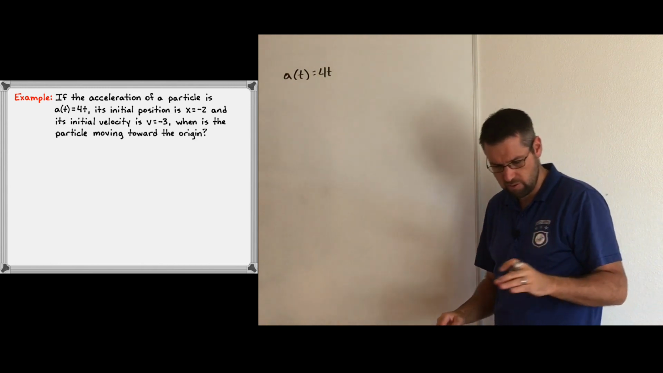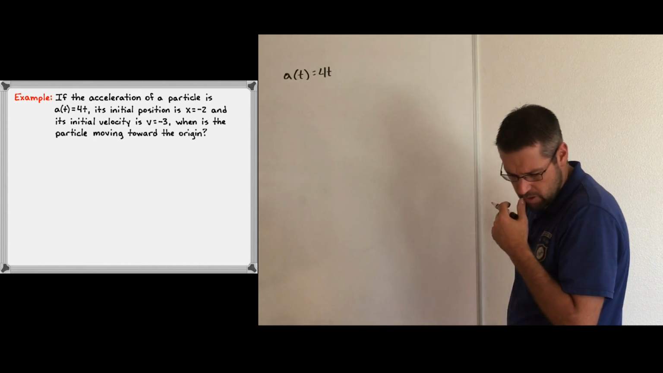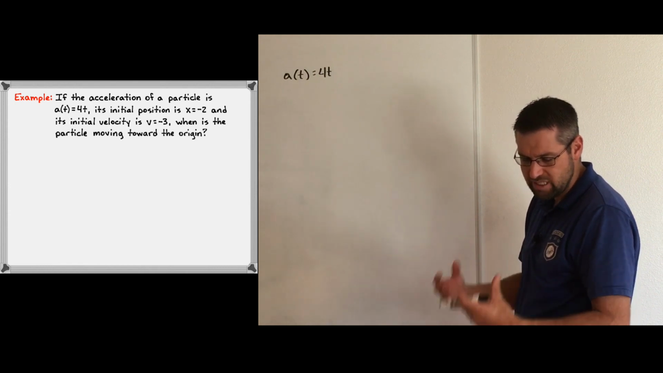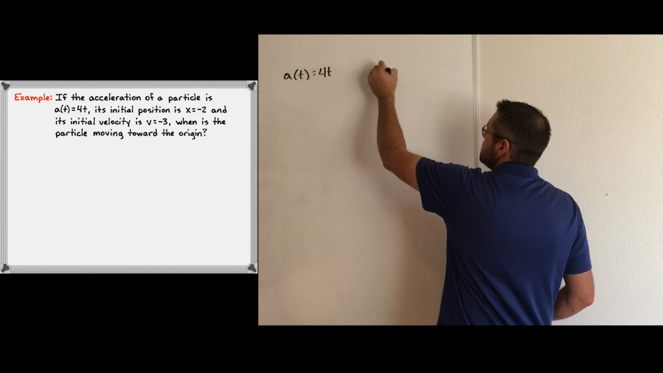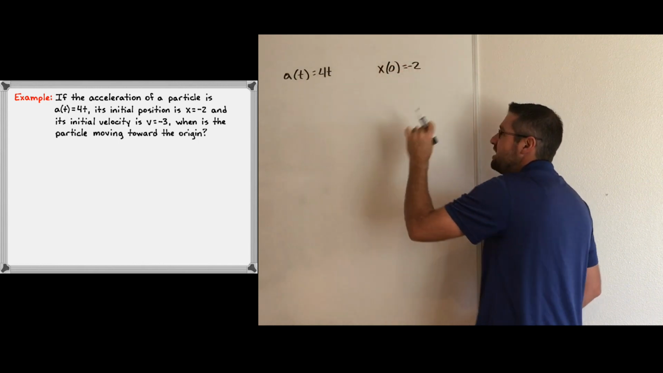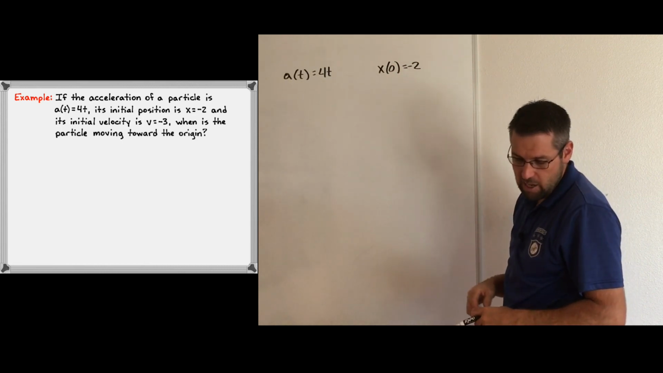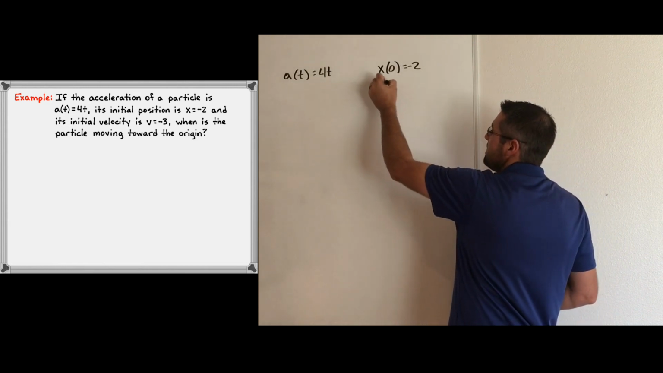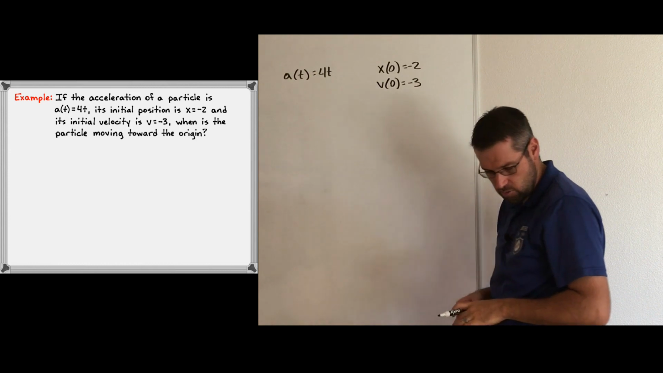Just a side note for other things that might be beneficial. But I'm going to go ahead and write this down. I'm going to interpret this in terms of coordinates. It says that our initial position is -2. That means that our position when t equals 0 is -2. Initial implies that the time is 0. And we also know that our initial velocity is -3, so we know that v of 0 is -3. So that's some information that we know there.